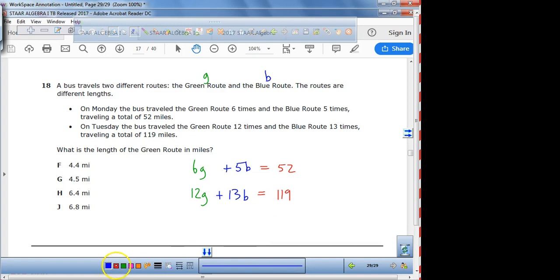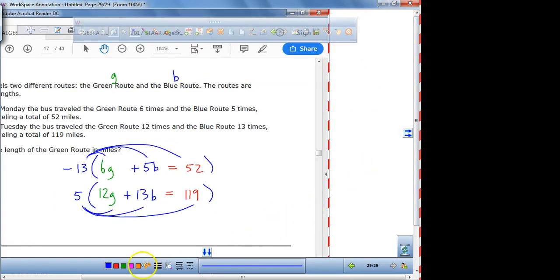So how would I do that? Here we go. I'm going to take the top equation and multiply it by something, and the bottom equation and multiply it by something. I'm going to take the top equation and multiply everything by a negative 13. I'm going to take the bottom equation and multiply everything by a 5. So what we have to do is distribute. Since we're graphing calculator, it can come in handy.